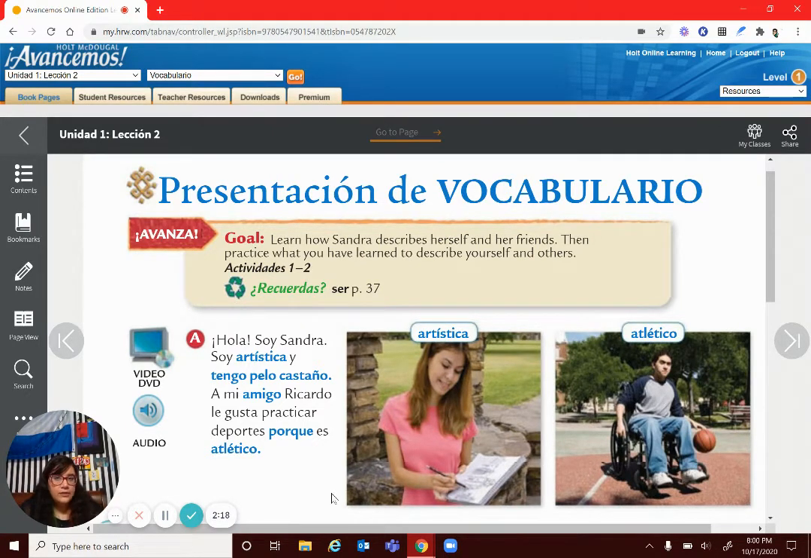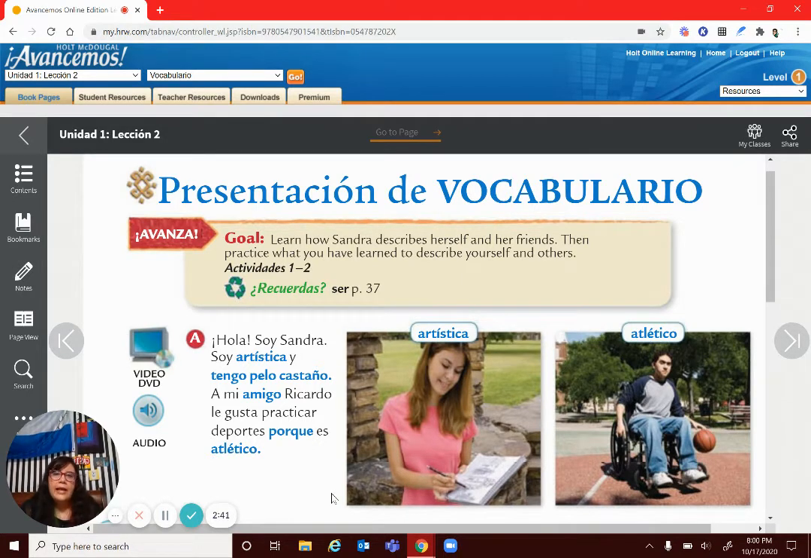It says, Hola, soy Sandra. That's her. Soy artística. She's describing herself. That's a new word. Y tengo pelo castaño. Still talking about herself. A mi amigo, so one of her friends, Ricardo, which is the second picture you see there, le gusta practicar deportes. That's an old verb that we had from last unit. Porque es atlético.